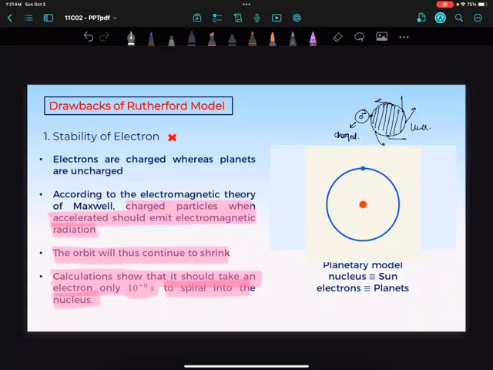Thirdly, the orbit thus will shrink. He also said that when it is emitting an electromagnetic wave, if it is emitting waves, there should be a decrease in the energy. So when there is a decrease in the energy, the orbit will come closer and closer. For example, it will revolve like this, in this manner, and it will shrink to a particular final stage, like in the center.